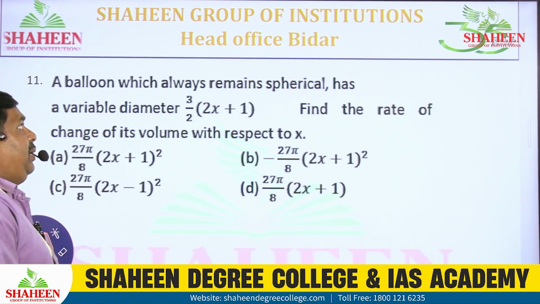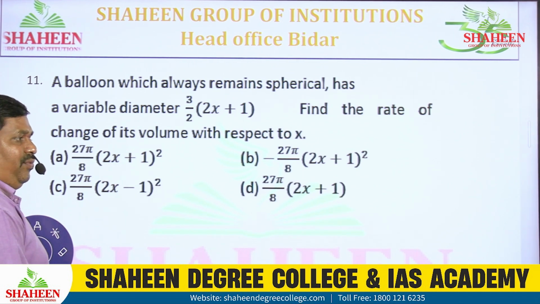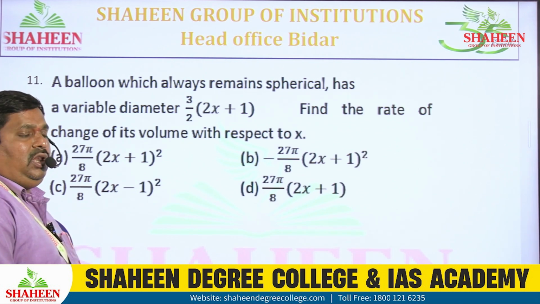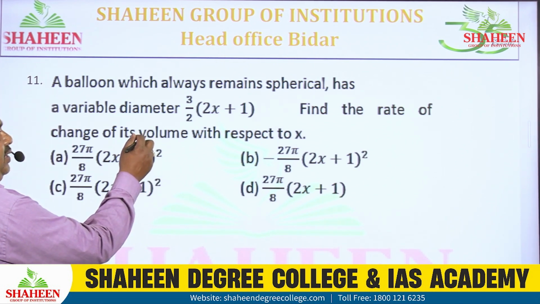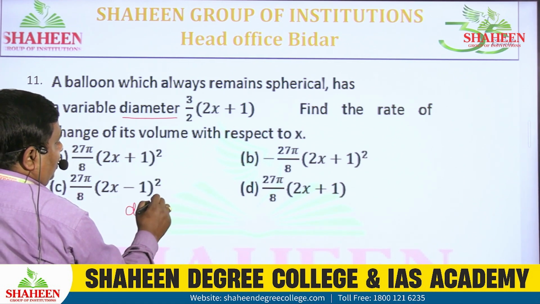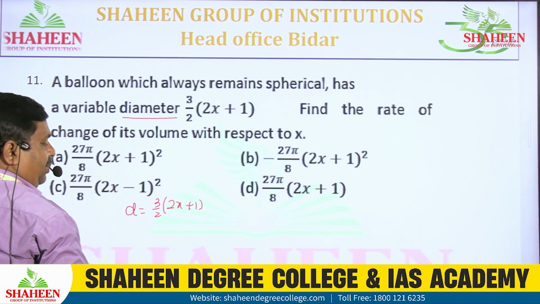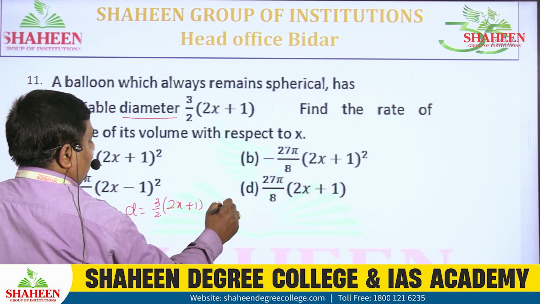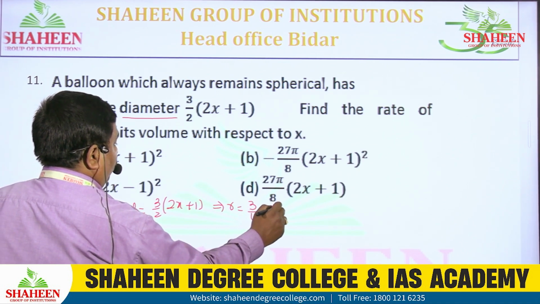Next. A balloon which always remains spherical has a variable diameter 3 by 2 into (2x plus 1). Find the rate of change of its volume with respect to x. What is given here is the variable diameter. The diameter d is equal to 3 by 2 into (2x plus 1). This implies the radius becomes 3 by 2 divided by 2, that is 3 by 4 into (2x plus 1).